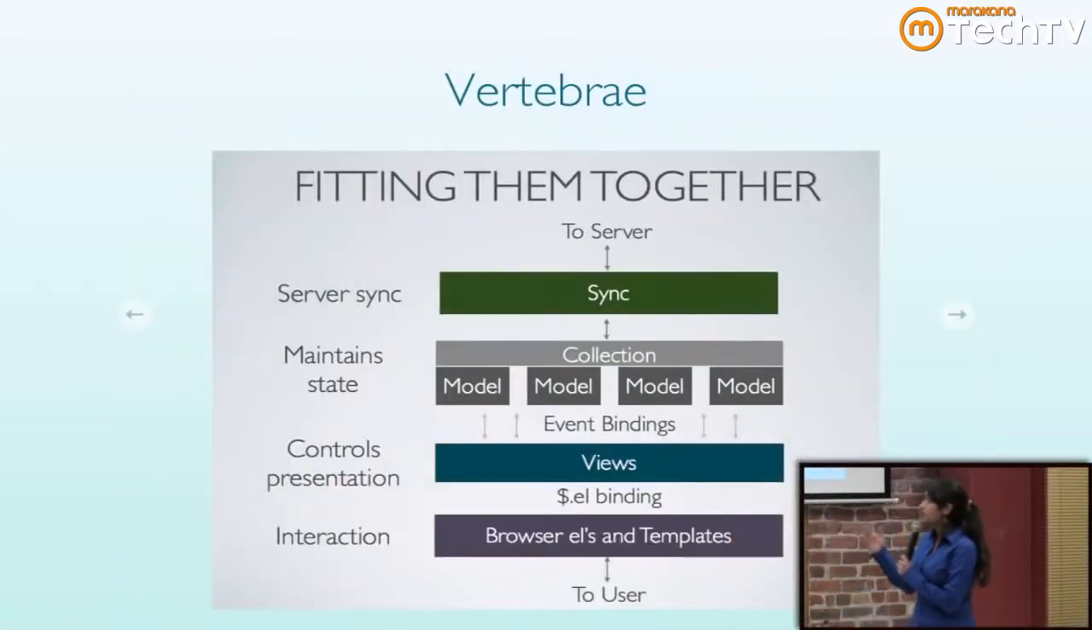So here's an overview of how things fit together. It's a pretty picture. Between the servers, sync deals with AJAX requests there. A collection is a sorted collection of models. And the models and the views are bound by a hash that you can declare that maps events to actual actions on the model. And then that's bound to the browser through jQuery, and that's how your user interacts with it.